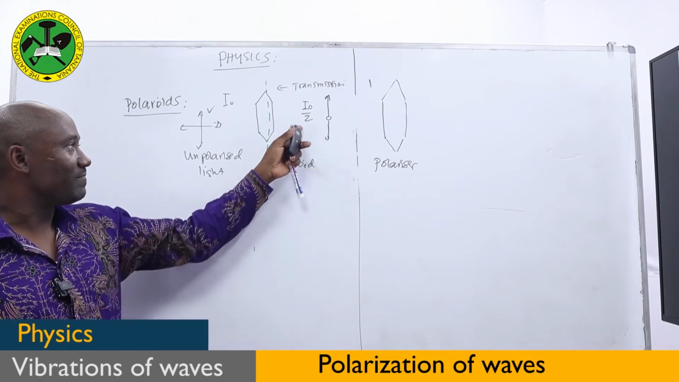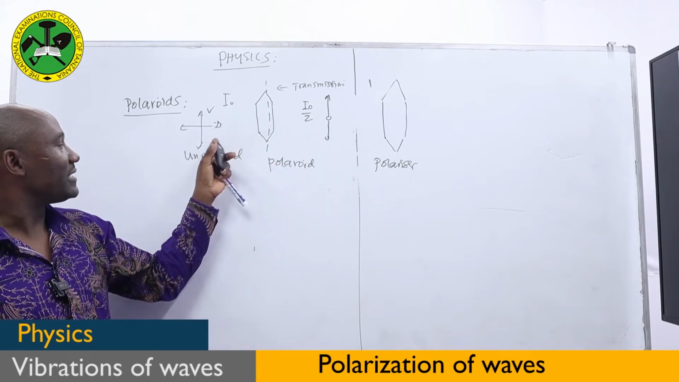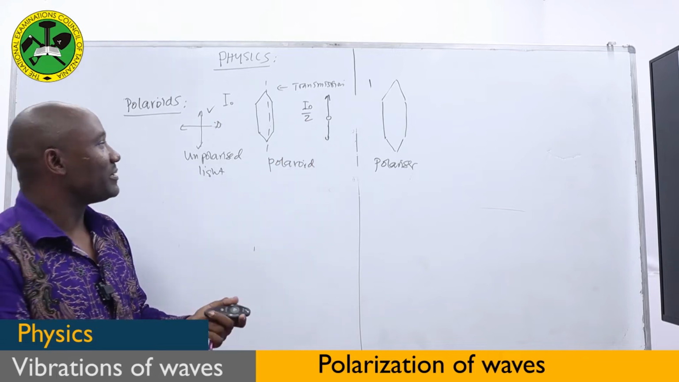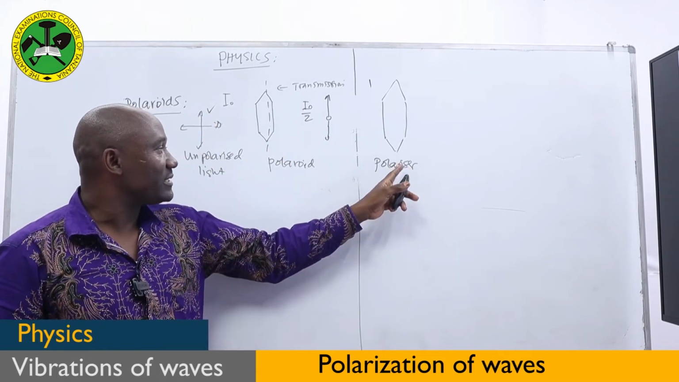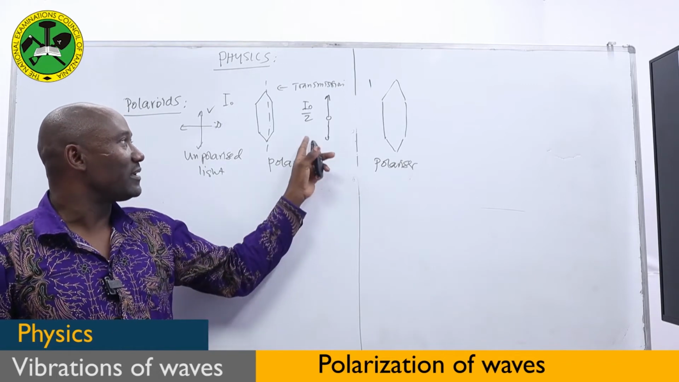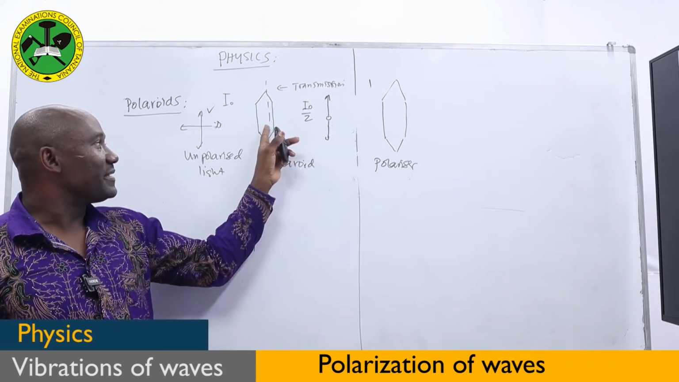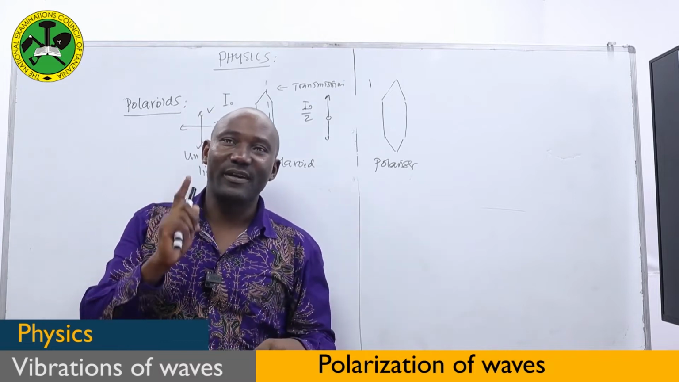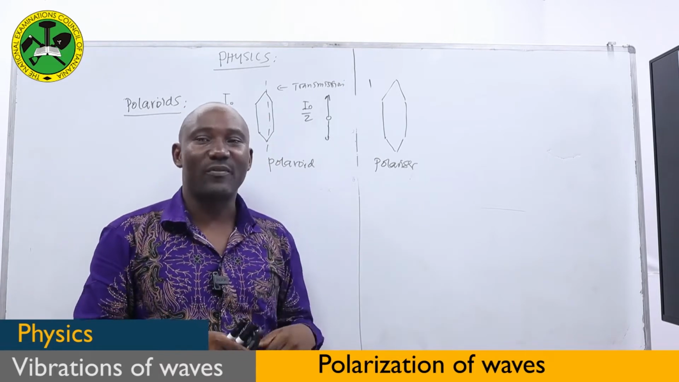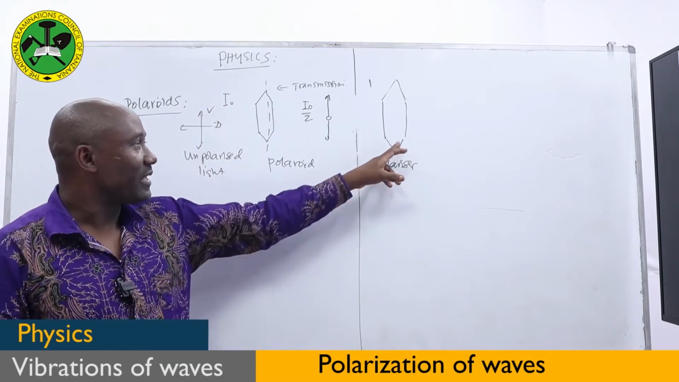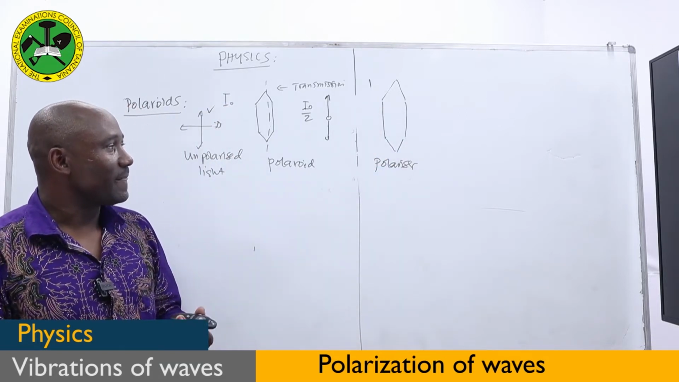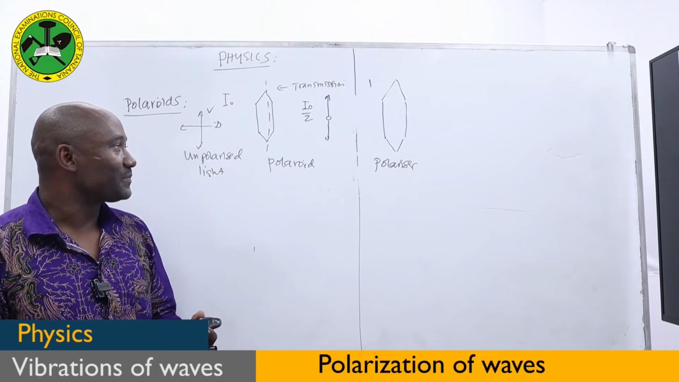Polarized is used to allow some of the light to pass here. And then this will be polarized. The second polarizer is checking whether the light produced by the first polarized has been polarized or not. So that's the meaning of polarizer. Sometimes it's used to check whether the light produced is completely polarized.